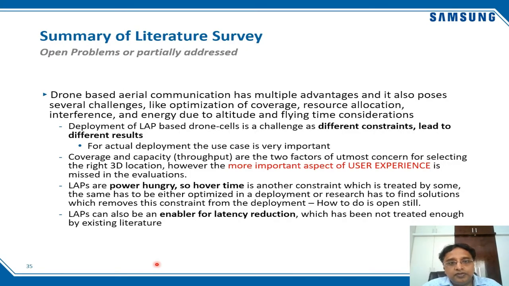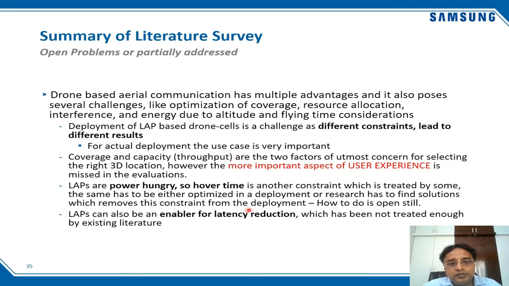In summary, what we found is that UAV-based drone cells can be deployed under different constraints, and it brings in different results. If it is for capacity, there has to be a different kind of deployment. If it's for coverage, it is different. If it's for Internet of Things, it has to be different. In our analysis, we found that a very important aspect of the user experience is not available, as in what is the user's need. That is equally important, and that is one important area that needs to be considered. In the next few slides, I'll discuss how we touch upon that.